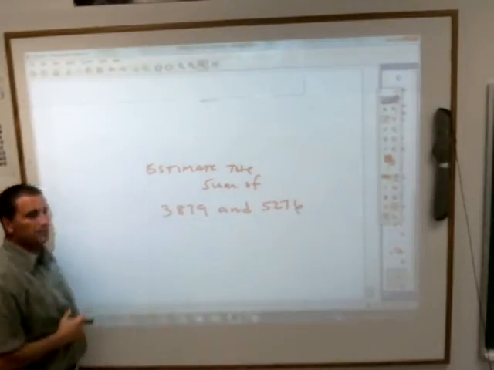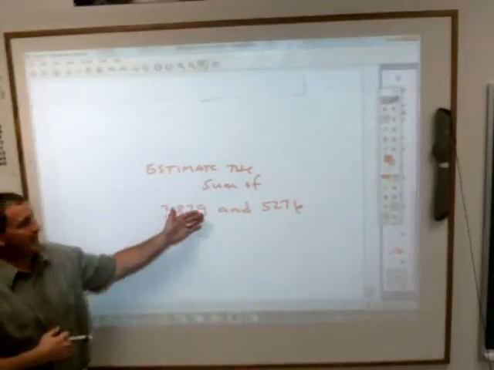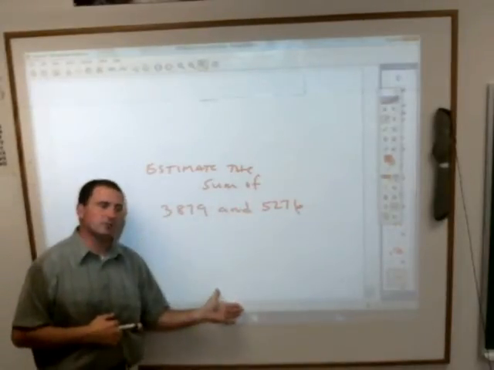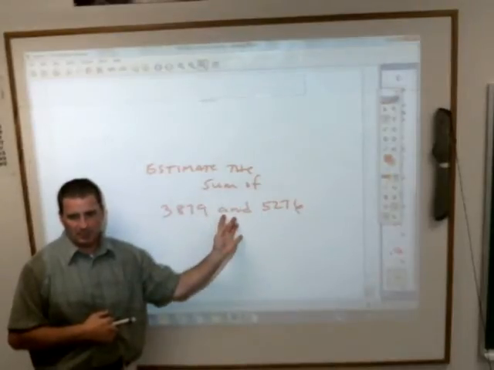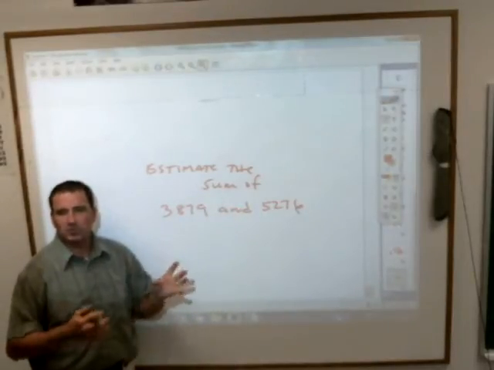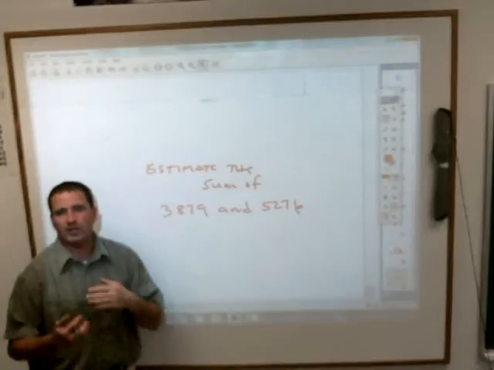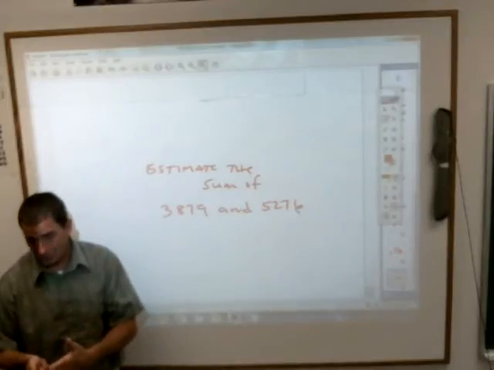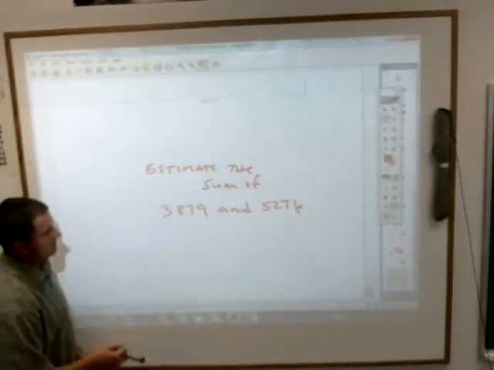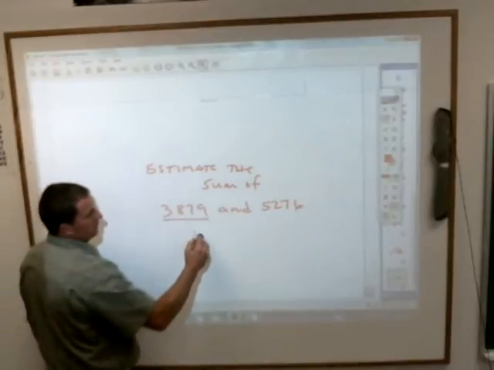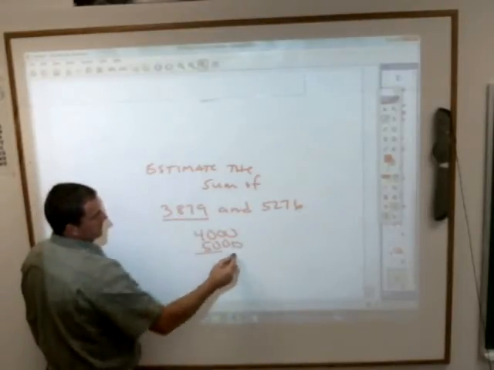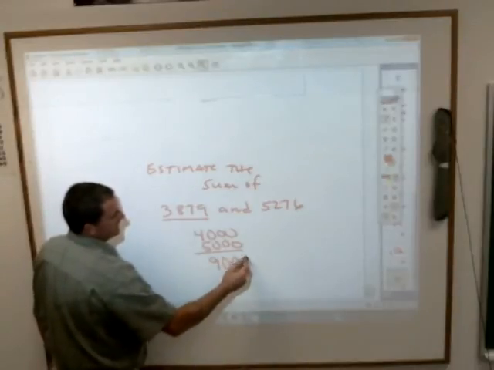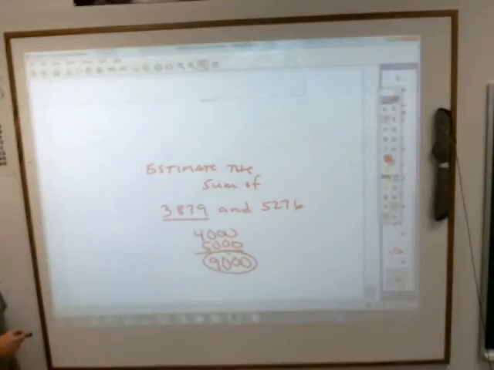And what I'll see people do is they will add these and then they'll round their answer and say, well, that was my estimate. No, if it tells you to estimate, okay, that means before you even start the problem, you want to make it easy enough to do. If they wanted you to round, they would say round your answer. Okay? So you're just going to make this 4,000, that 5,000, and your estimate is going to be 9,000.